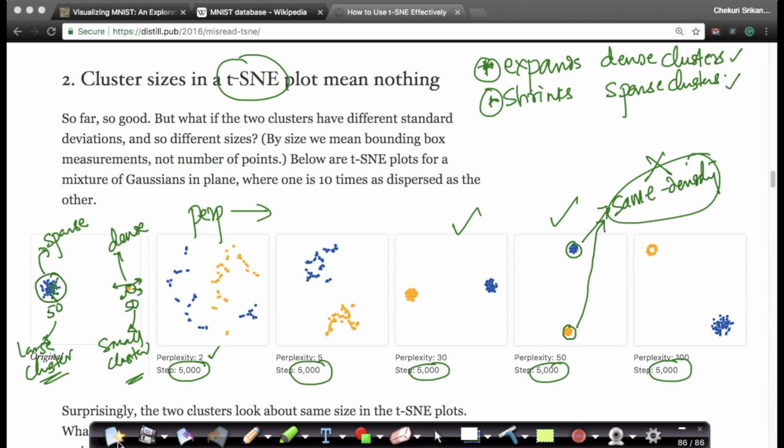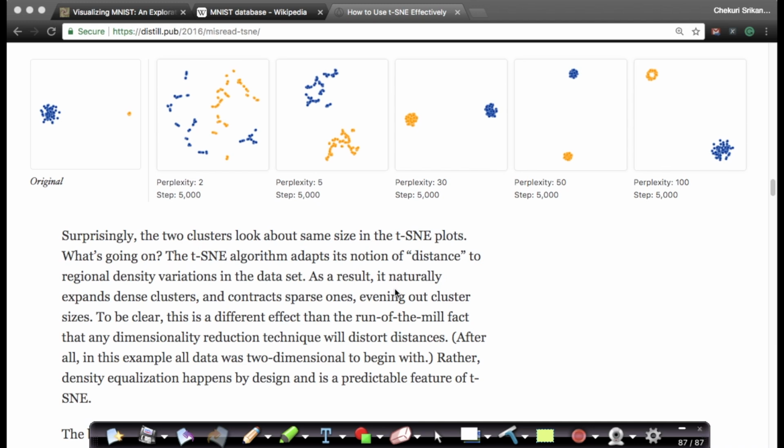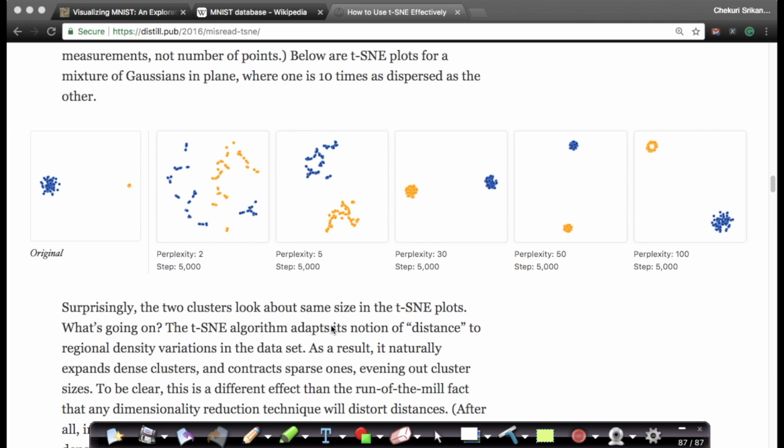Now let's go and see some other examples. This blog is terrific, as I've told you. We cannot also see relative sizes, exactly this point. So let's go further. This is a very interesting example.